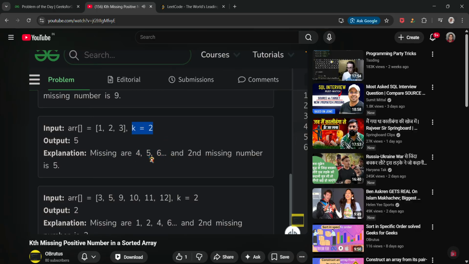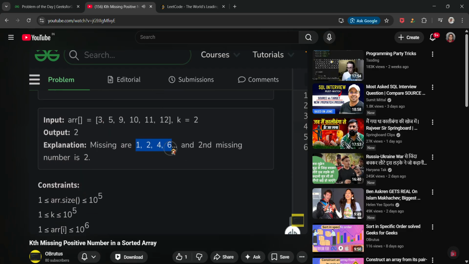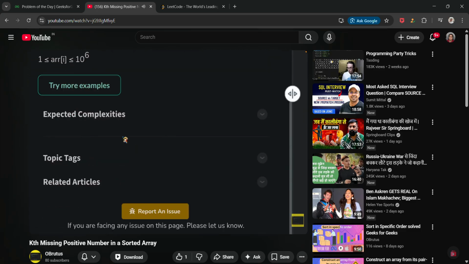And here, if k is 2, then the missing element is 5, and so on and so forth. Next, 1, 2, 4, 6 are missing elements, and the second element is 2. That is the question. And we have to solve this with an expected time complexity of log n. How can we do this?